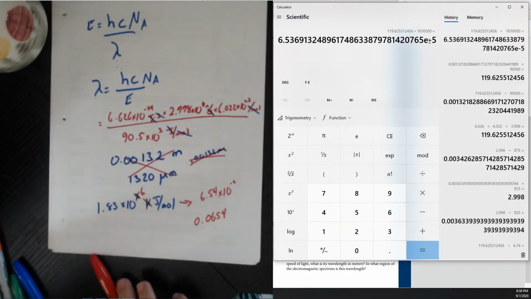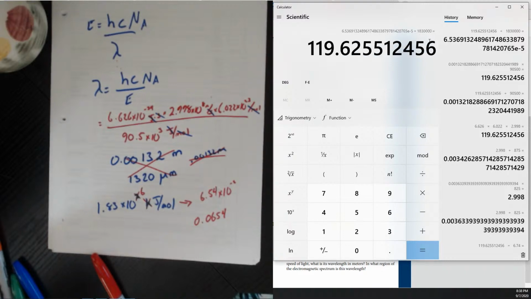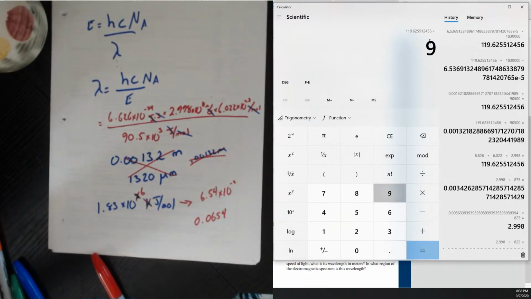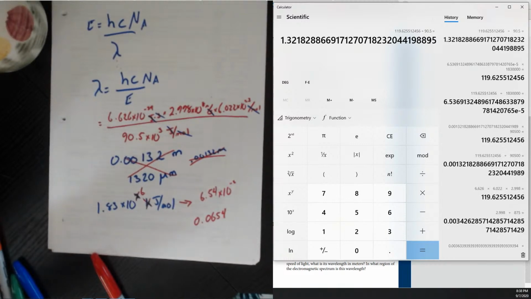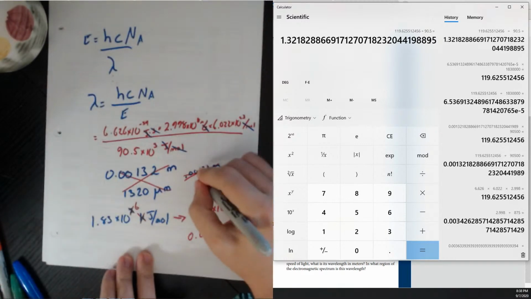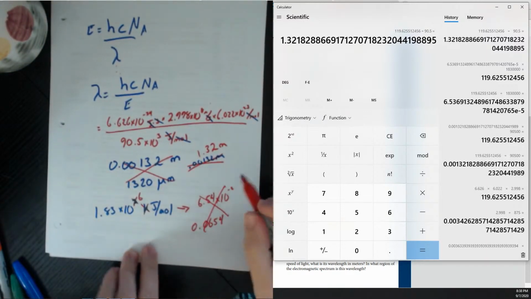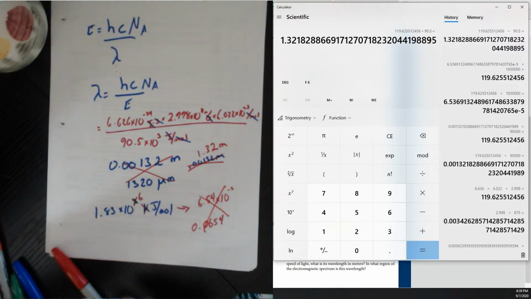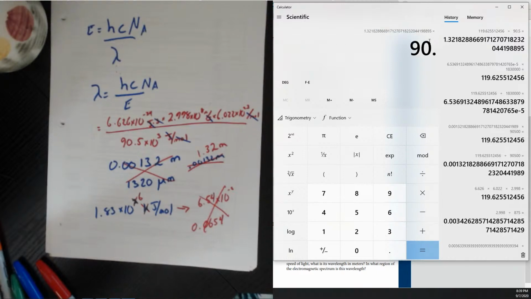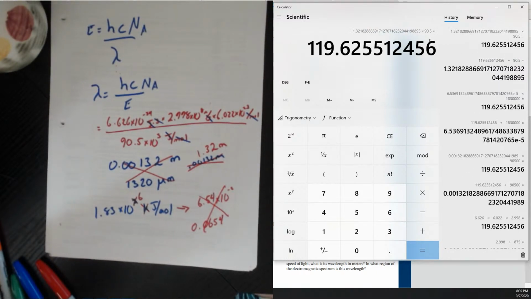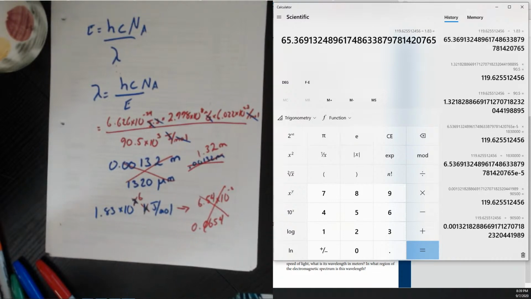Okay. So let's try this again. So times. All right. So now divide by 90.5. Okay. So that means that this is 1.32 meters, just because of the way the math works out. Okay. Now, 1.32 meters is definitely way out in radio waves. So now divide by 1.83, and that's going to end up being positive 3.